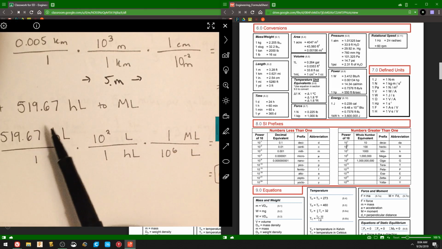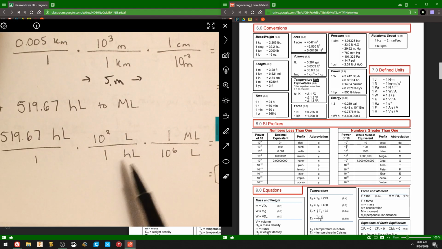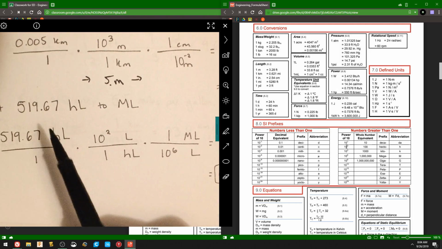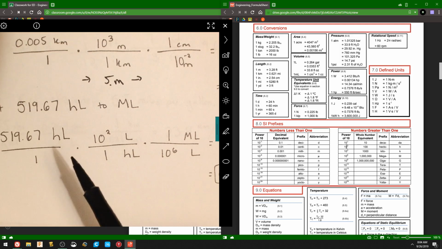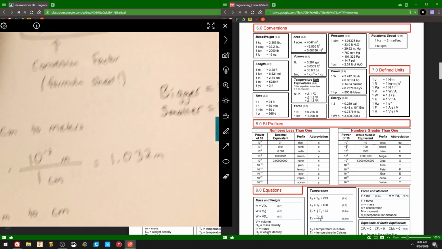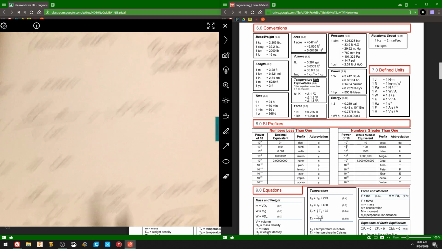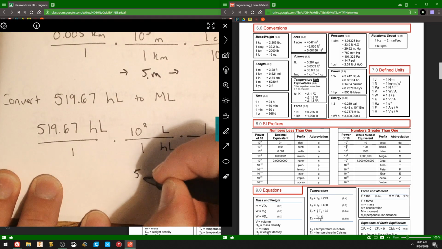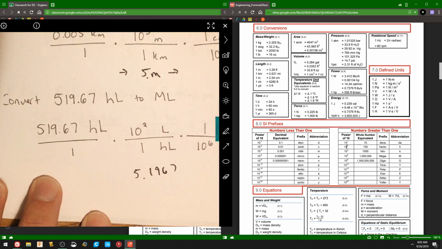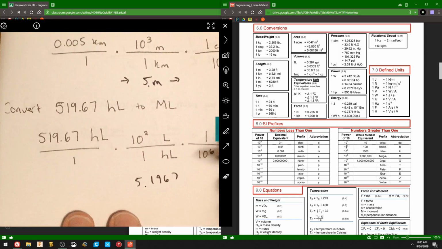So I've got given, desired, given, desired, given. I have to go from hecto, just the normal liter first. And again, since I'm going from small to bigger now, so I'm getting bigger. Bigger is to the left. So I'm going to go 1, 2. That gives me 5.1967. And that's in liters.